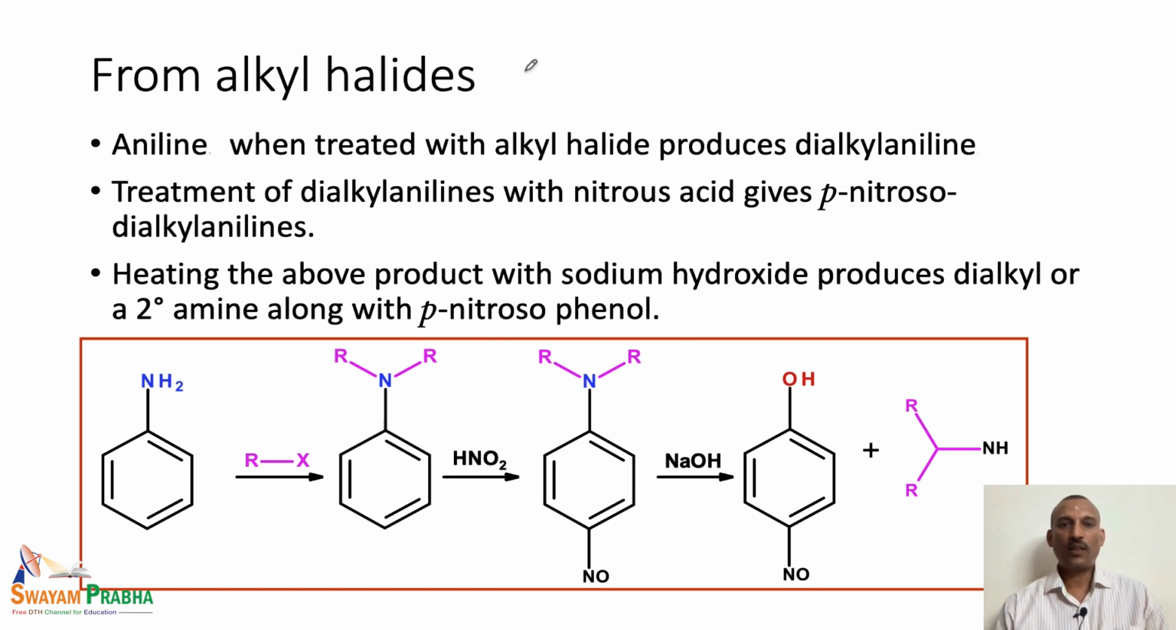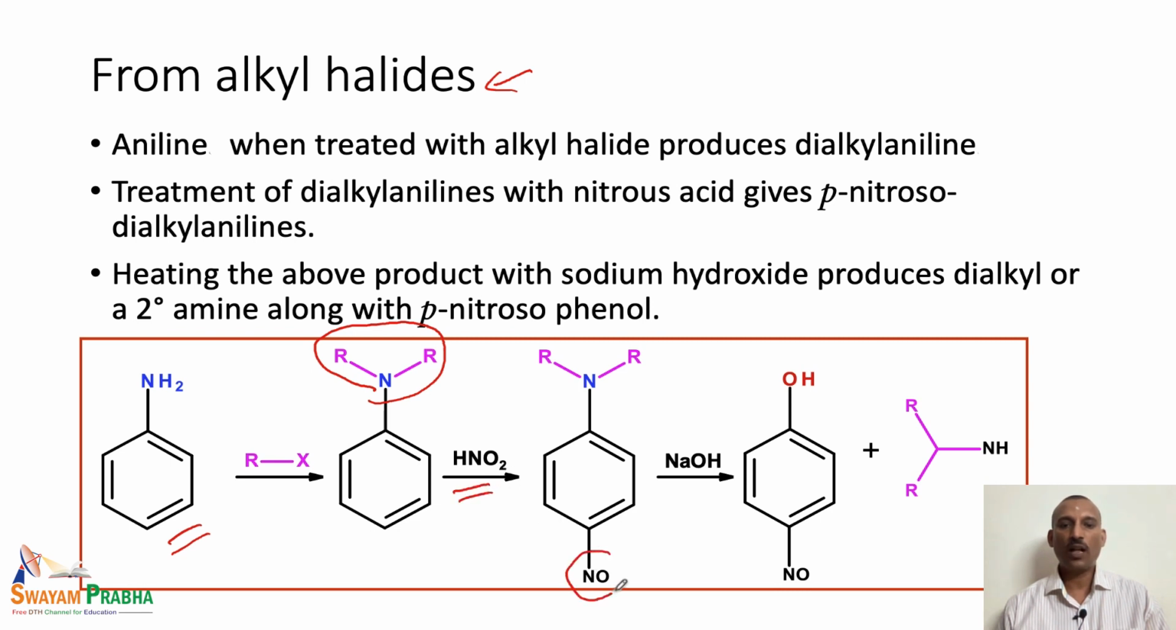And there is another method for the preparation of secondary amines from alkyl halides. So, here we start with the aniline. The aniline is reacted with the alkyl halide, so we end up with the dialkylated product. So, the dialkyl aniline is formed. This dialkyl aniline is treated with nitrous acid.